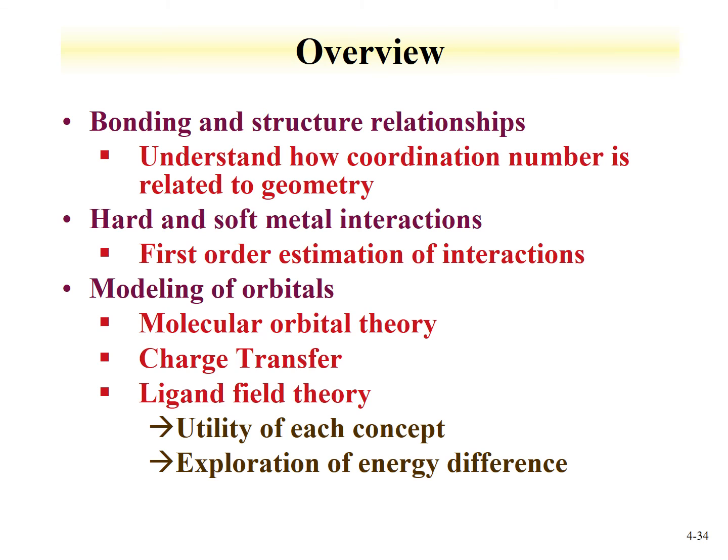Okay. What we went over should describe bonding and structural relationships. One should be able to understand how coordination number is related to geometry, how the geometry is related to point groups, how we get those point groups, and a few routes on how we can describe metal-ligand interactions, some from acid-base reactions, where we describe them as soft or hard interactions, and then the models, where we described molecular orbital theory, charge transfer reactions, crystal field theory, and ligand field theory, which is the application of molecular orbital theory to metal-ligand interactions.